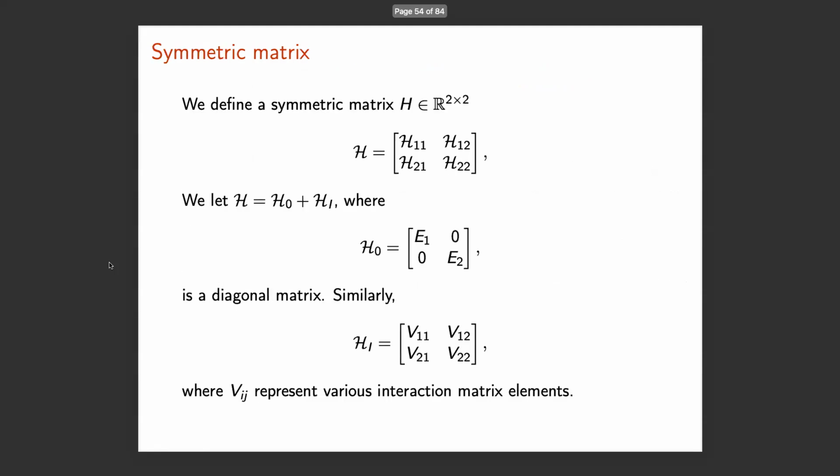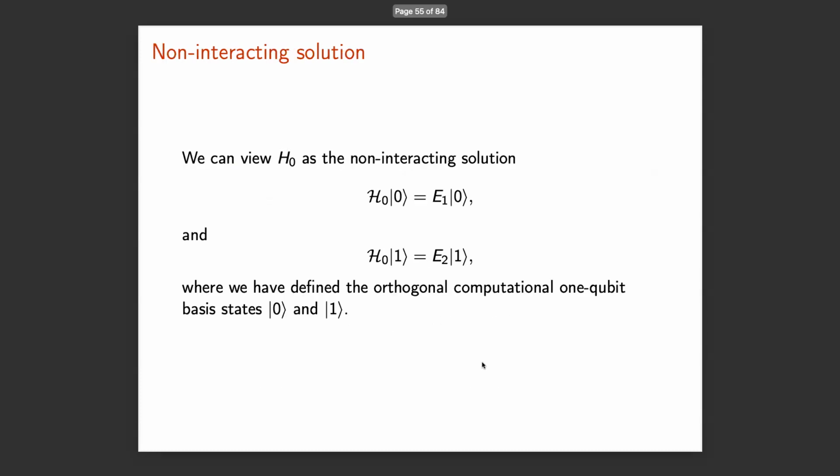So we have a Hamiltonian which looks like this. And we decided to simply define the diagonal part, which is the H0, which we often call the non-interacting part. And then we have the interacting part, which is this one, where we have some fixed elements. And in this specific case, we decided that the computational basis is given by 0 and 1. And that's the basis which has H0 as an eigenbasis.